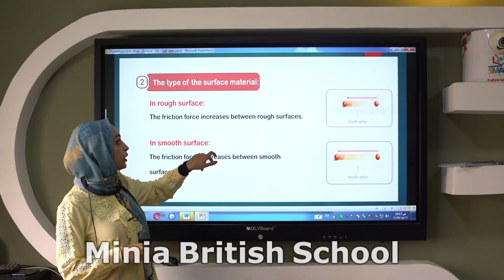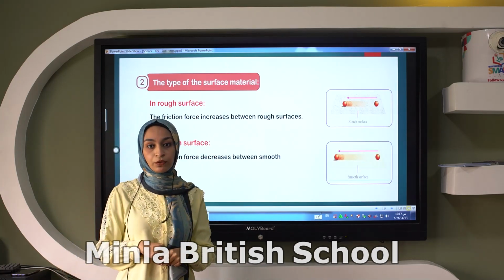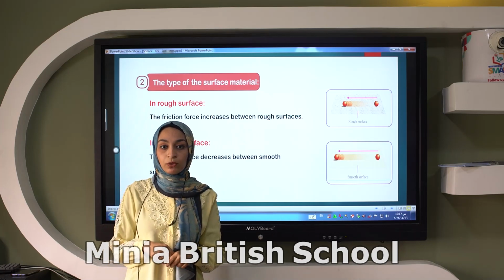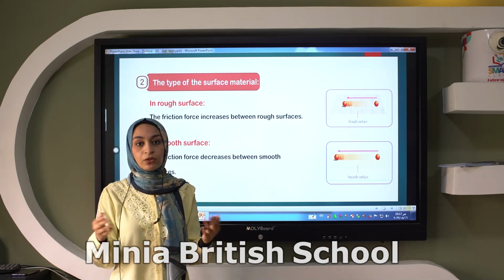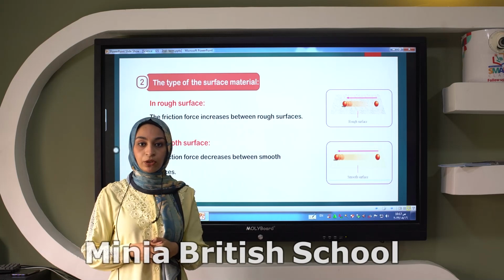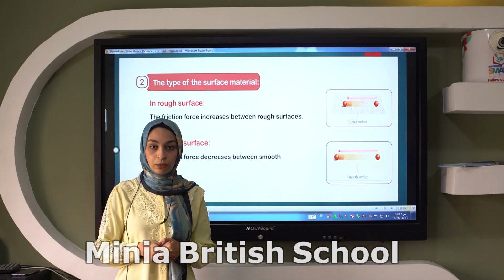What about the second factor, which is the type of the surface material? We know that we have two types of materials, smooth and rough. Friction increases between rough surfaces and decreases between smooth ones.